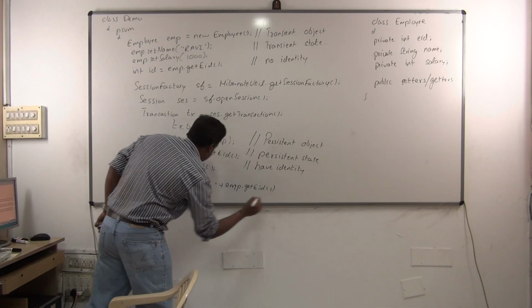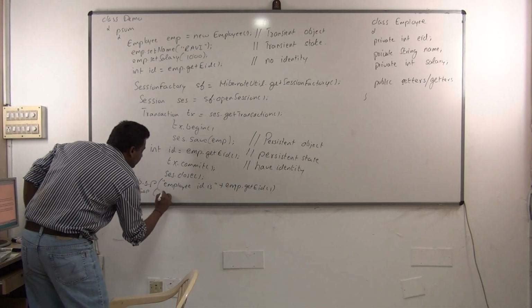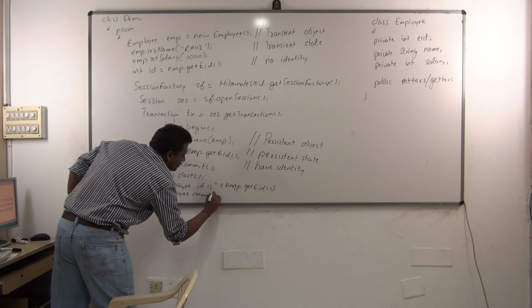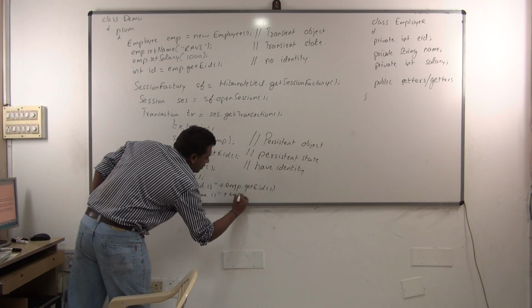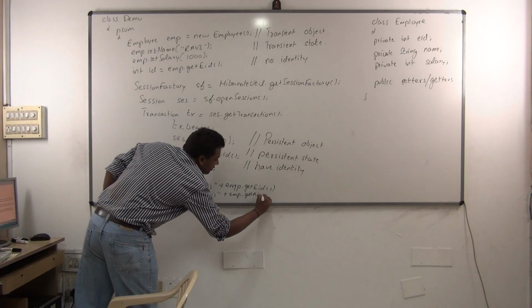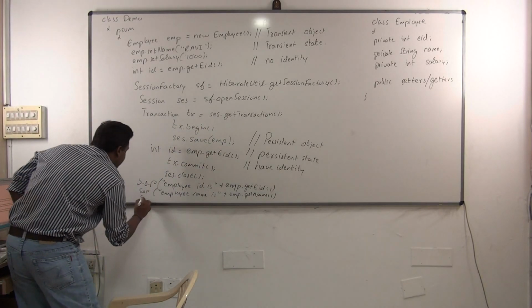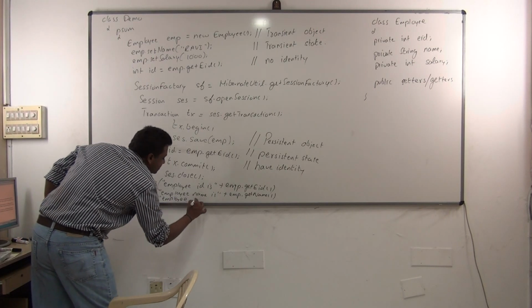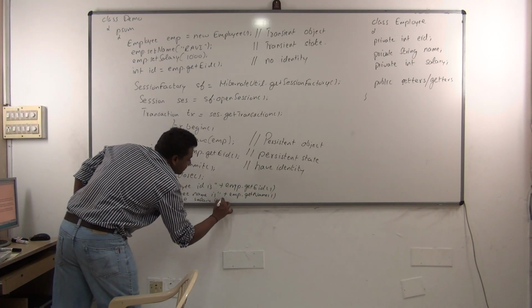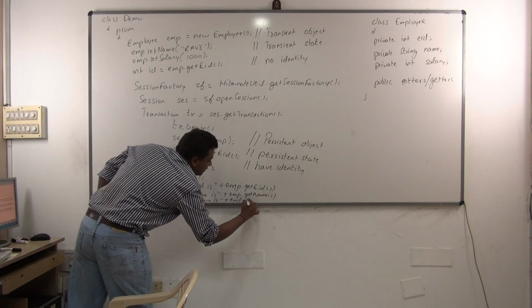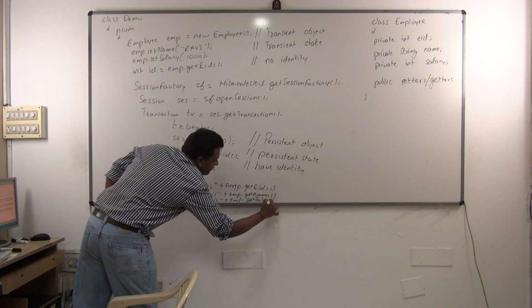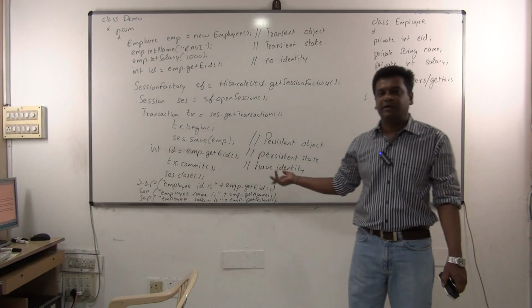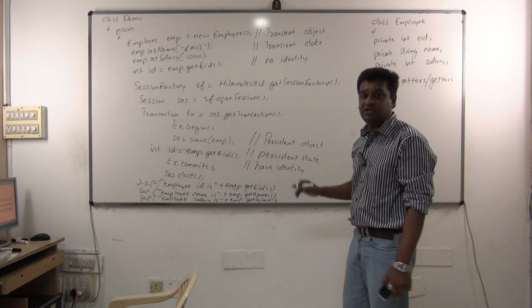I can call the method. Similarly, I'll print SOP employee name is plus emp dot getName. Similarly, I'll print employee salary is plus emp dot getSalary. All the values you can get. You can call the getter methods: getID, getName, getSalary. Now you can still work with that object.